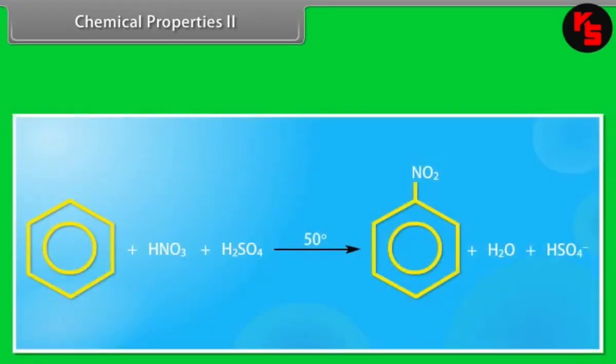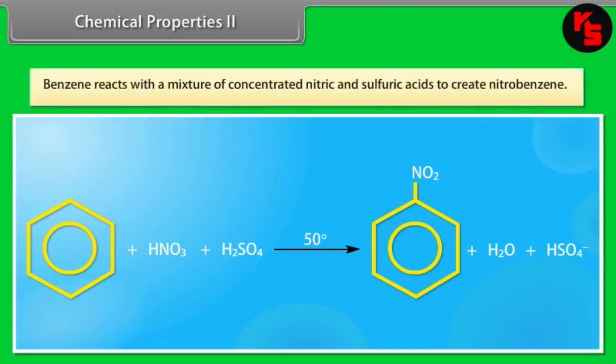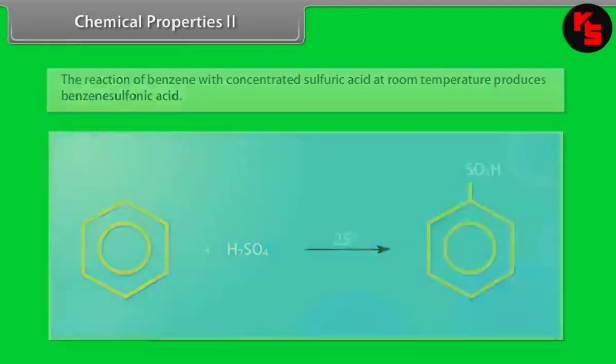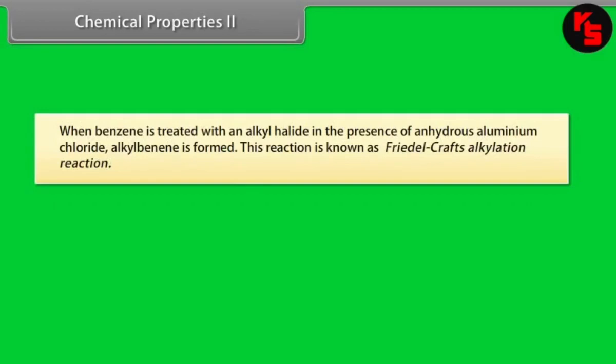Chemical properties 2. In another example of an electrophilic aromatic substitution reaction, benzene reacts with a mixture of concentrated nitric and sulfuric acids to create nitrobenzene. The reaction of benzene with concentrated sulfuric acid at room temperature produces benzene sulfonic acid. When benzene is treated with an alkyl halide in the presence of anhydrous aluminium chloride, alkyl benzene is formed.